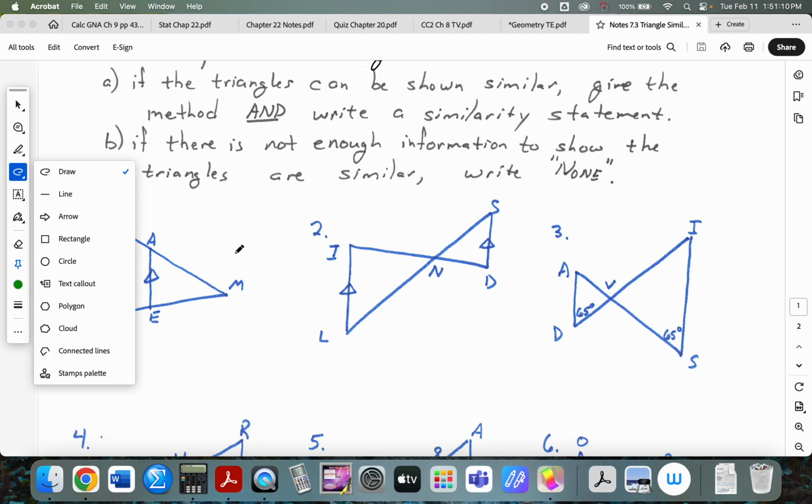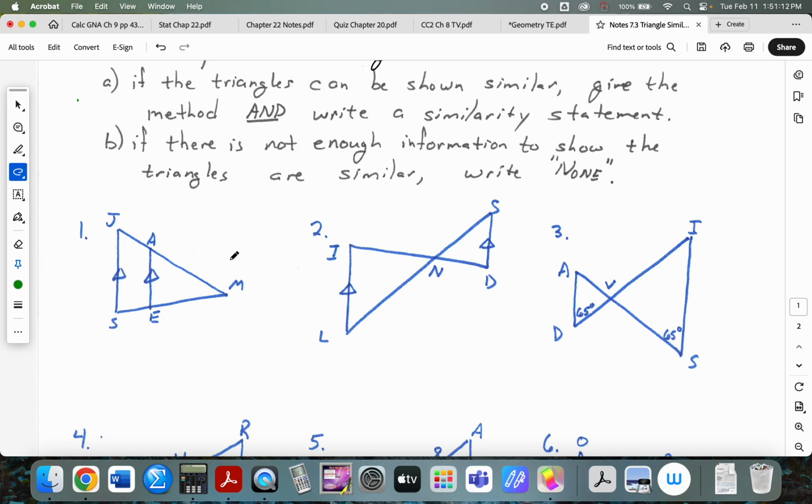So for this first one, we've got that these lines are parallel. If those lines are parallel, then the corresponding angles are congruent. Here, angle J is congruent to angle EAM. And down here, angle S is congruent to AEM.